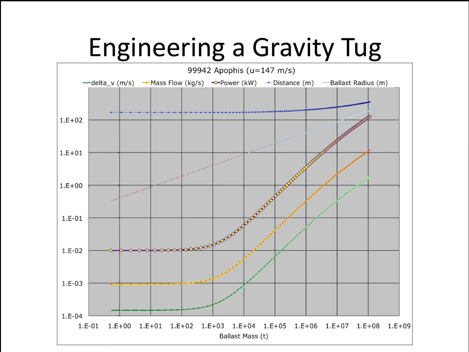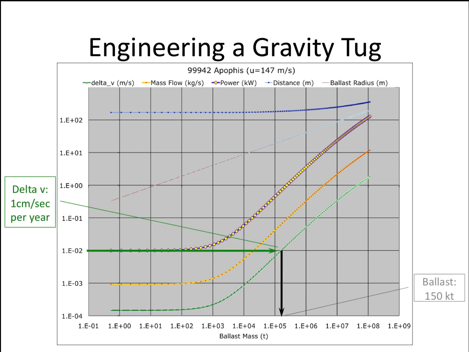First off, we want to change the velocity of the spacecraft by a centimeter per second in a year. So we go to 1 centimeter, read across to the green curve, and we find out that the green curve is the delta V curve, see? So we read across to the green curve, and we can read off how much ballast we need. And it turns out it's about 150 kilotons.